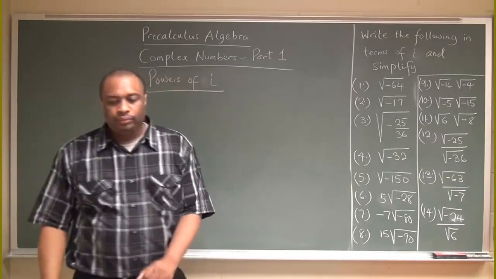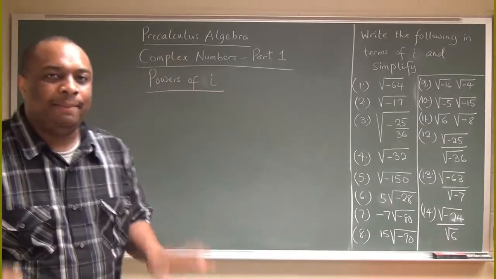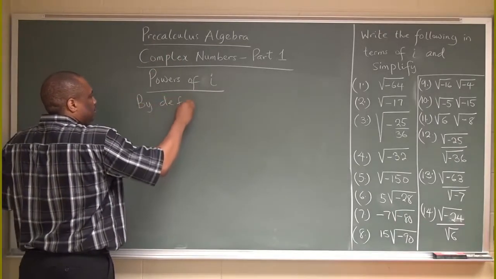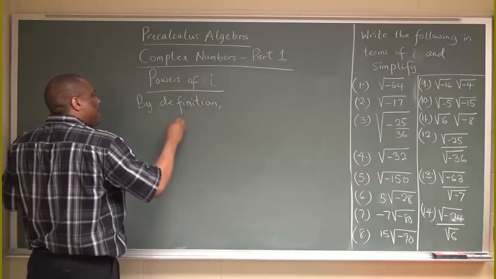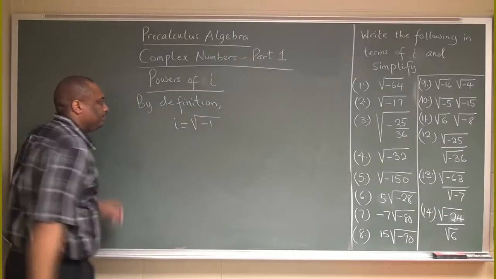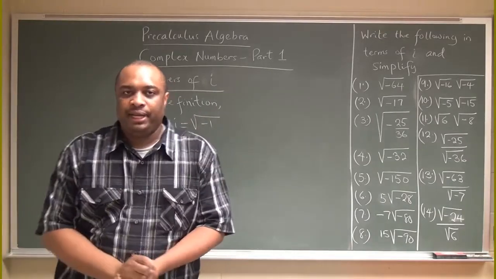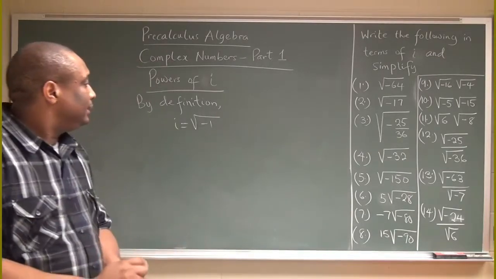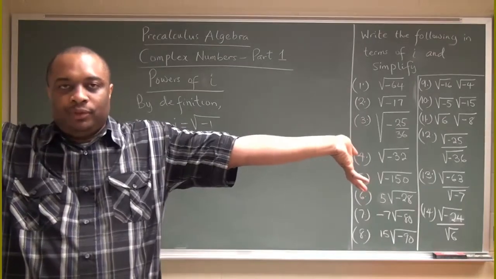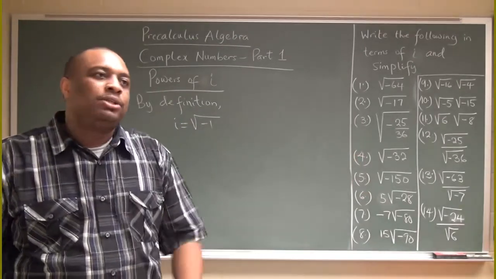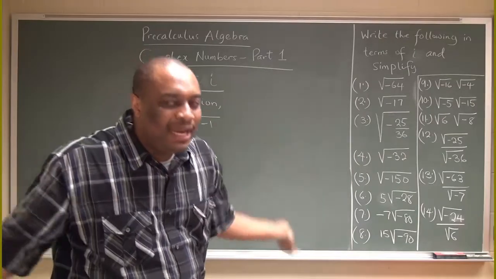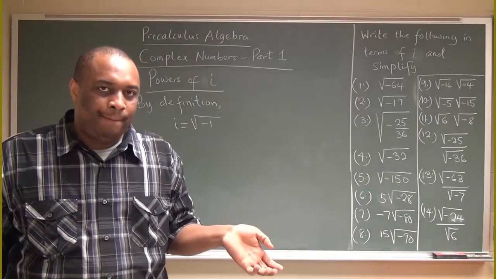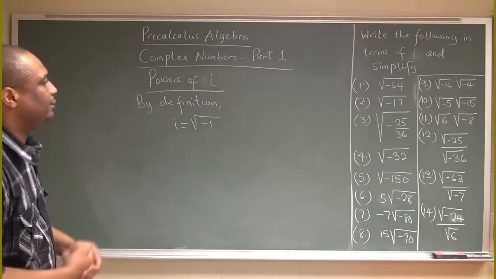Now, we see that i, by definition, i is square root of negative 1. By definition, i is square root of negative 1. Okay? So, square root of negative 1 is i. So that means that when we have the square root of any negative number, we can express it in terms of i. Okay? We're coming to that.